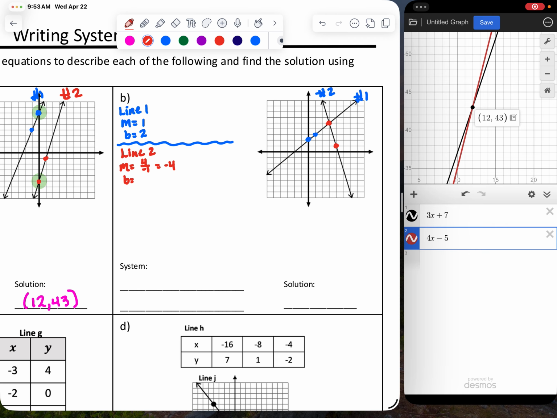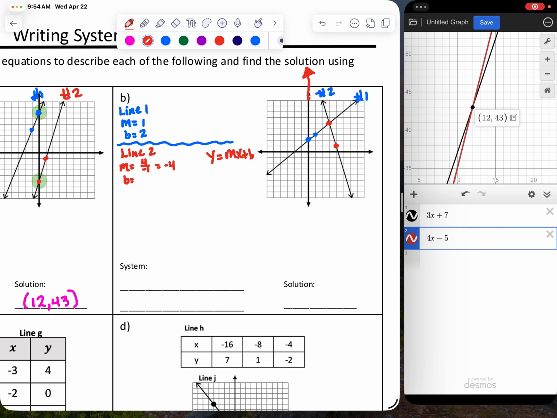Now, the problem with line 2 is it's going to touch the y-axis somewhere up here. I don't really know. If I extend the line, it's going to touch the y-axis at a number that I cannot figure out just by looking at the graph. So when that happens, you're going to have to use the formula y equals mx plus b to find the b. All right, so to use the formula y equals mx plus b, I need to pick one point.